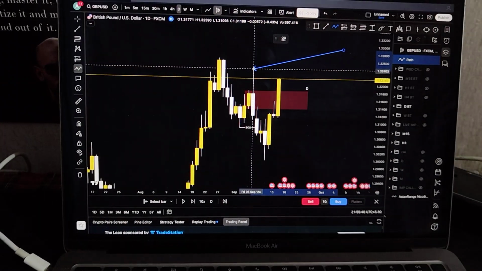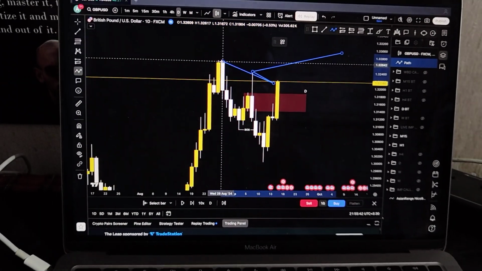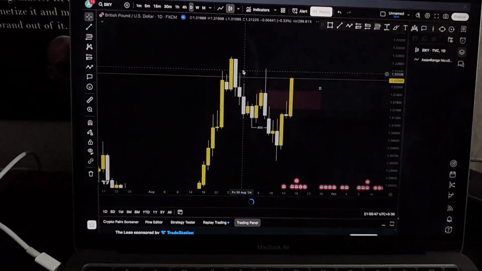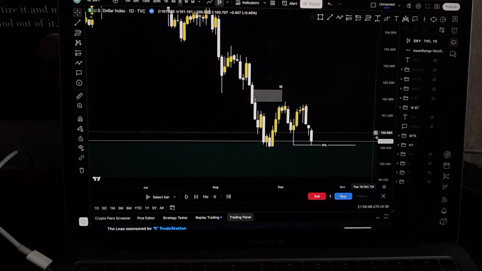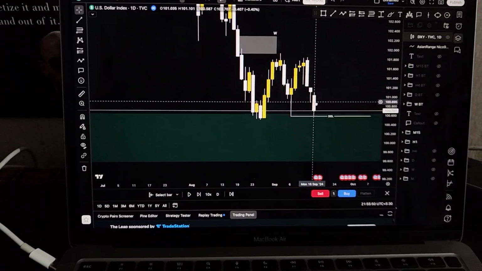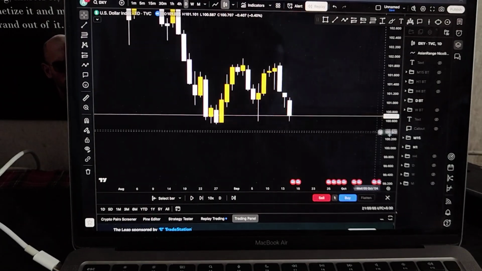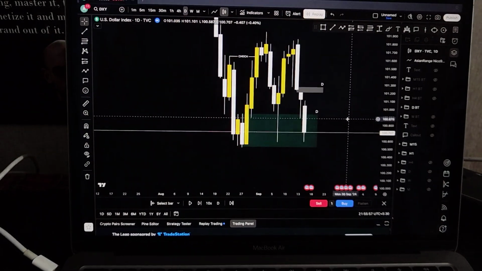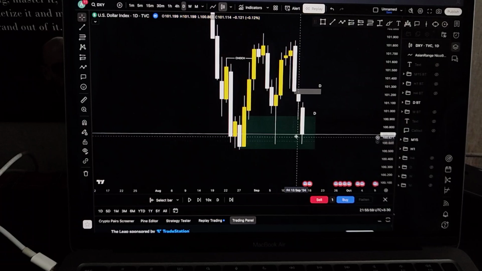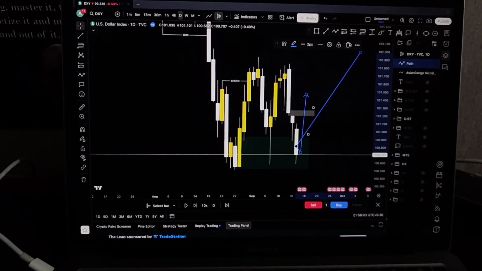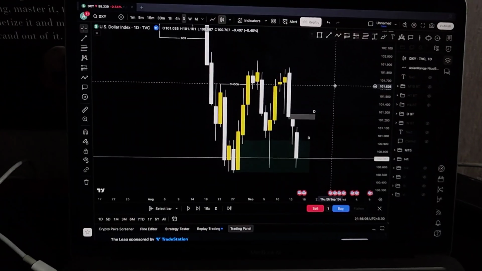And now we will target this liquidity right here, and also mitigate this supply zone right around here. So going on DXY, my bias also, I waited for Monday to close. Monday closed as a bearish candle, so that is when I look for sells now. And also DXY is now on a demand zone, as you can see, and there is always a chance that this demand zone might get respected, and we can see a potential move from here.